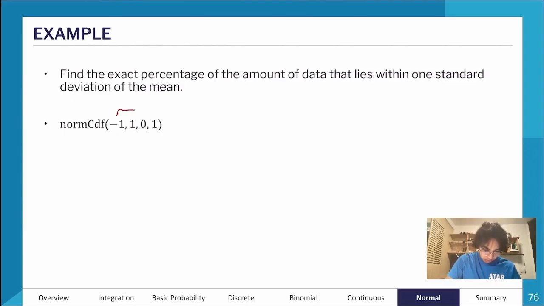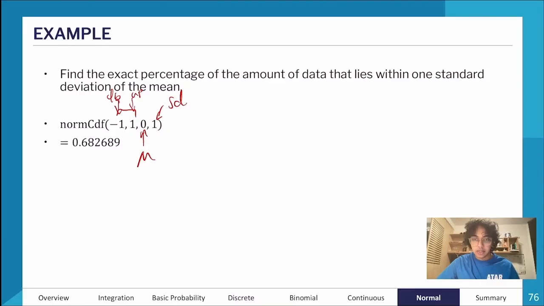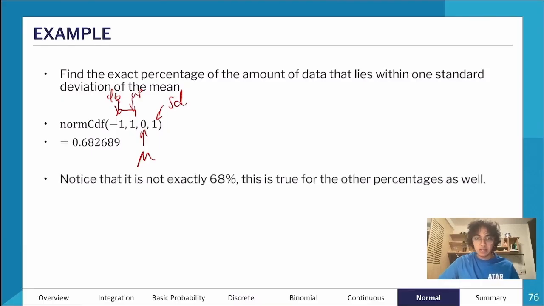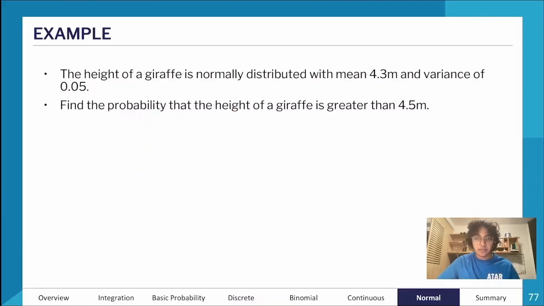So this is your lower and upper bound. So this is your lower bound, and this is your upper bound. And here, this is your mean, and this is your standard deviation. So when you do that, this is the exact value. It's about 68%, but this is good enough.